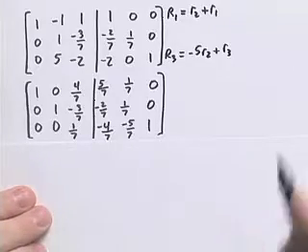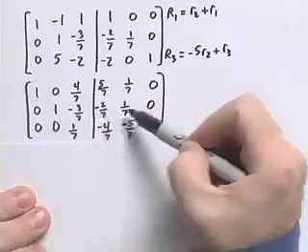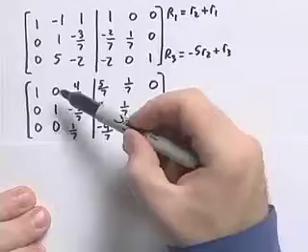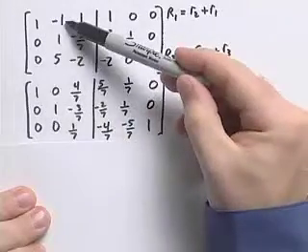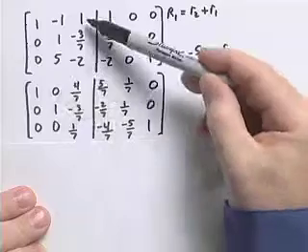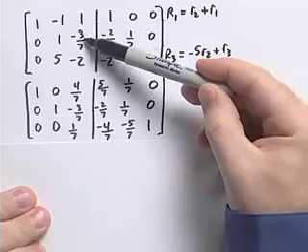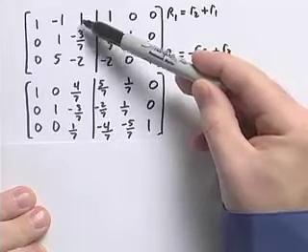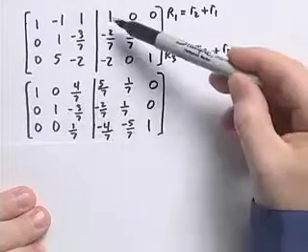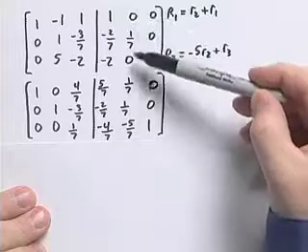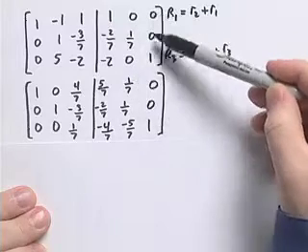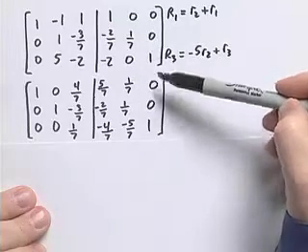We'll get this result. Notice our second row is the same. Our first row we get by adding the first and second. 1 plus 0 is 1. -1 plus 1 is 0. 1 plus -3/7. Remember, 1 is 7/7. So we end up with 4/7. 1 plus -2/7 is 5/7. 0 plus 1/7 is 1/7. And 0 plus 0 is 0.